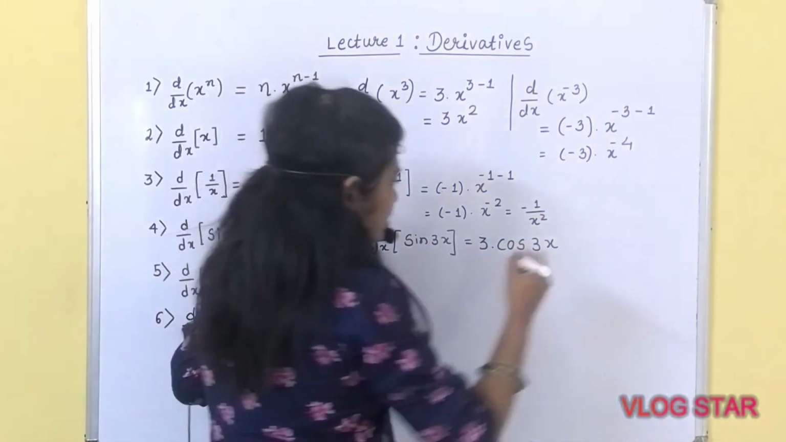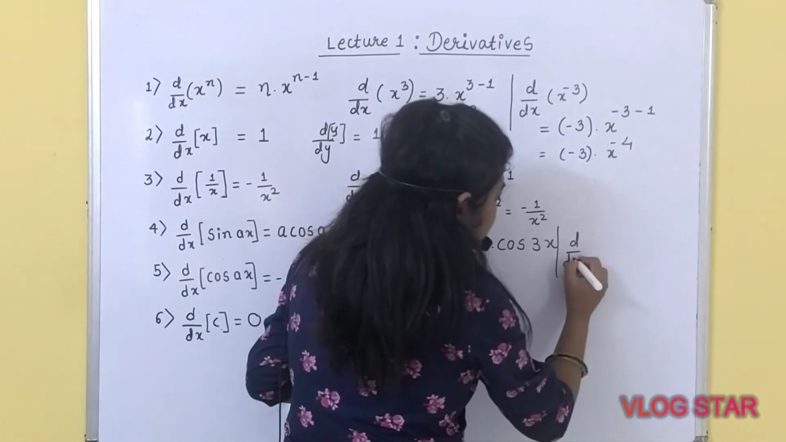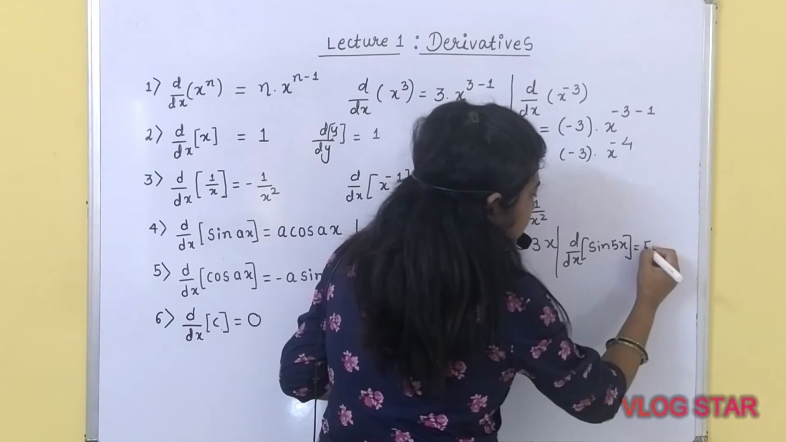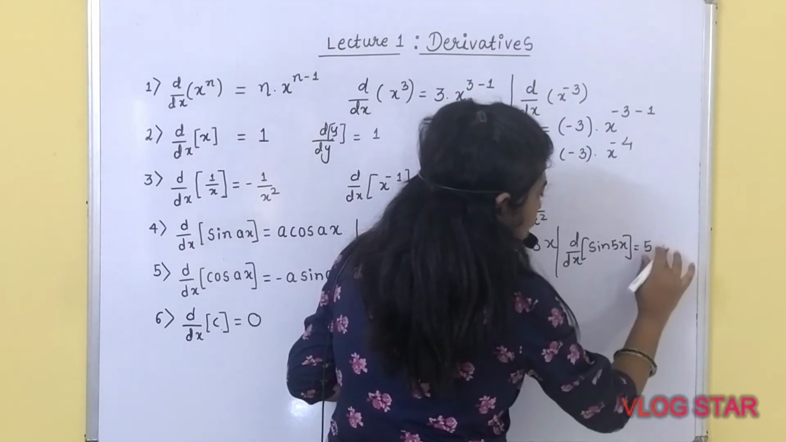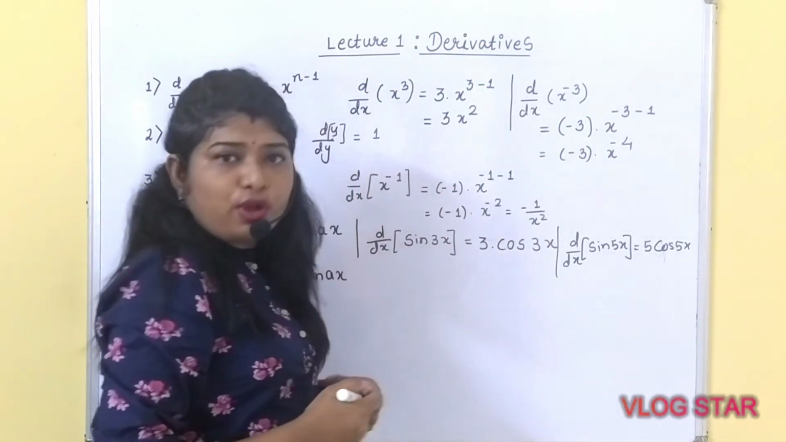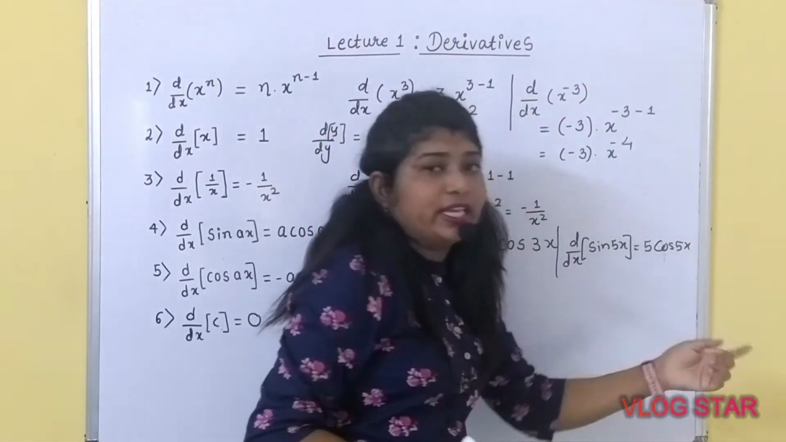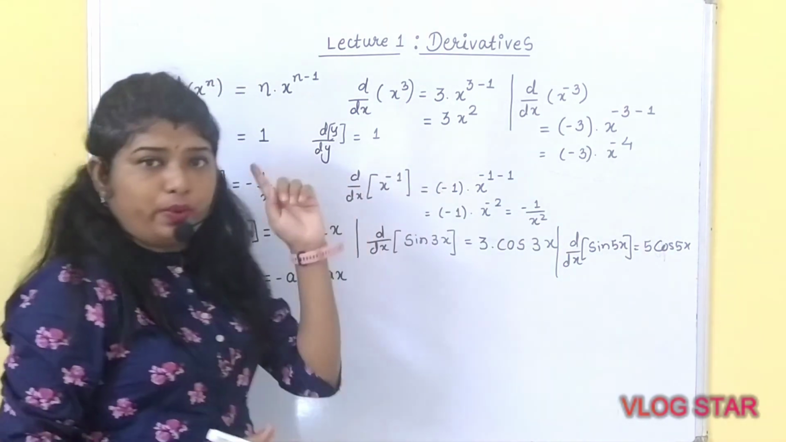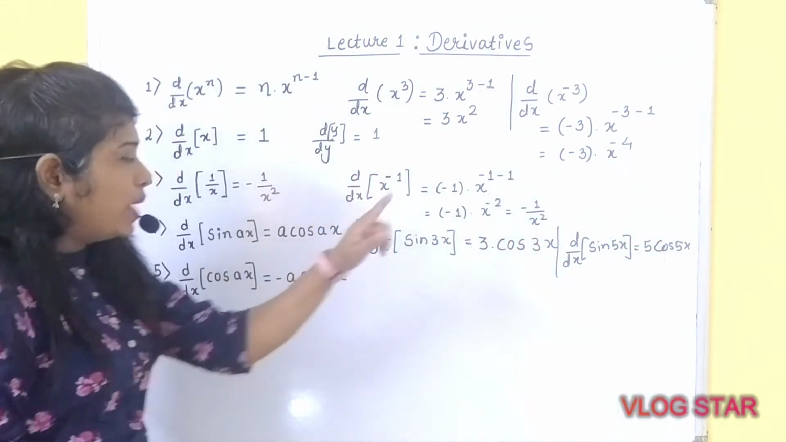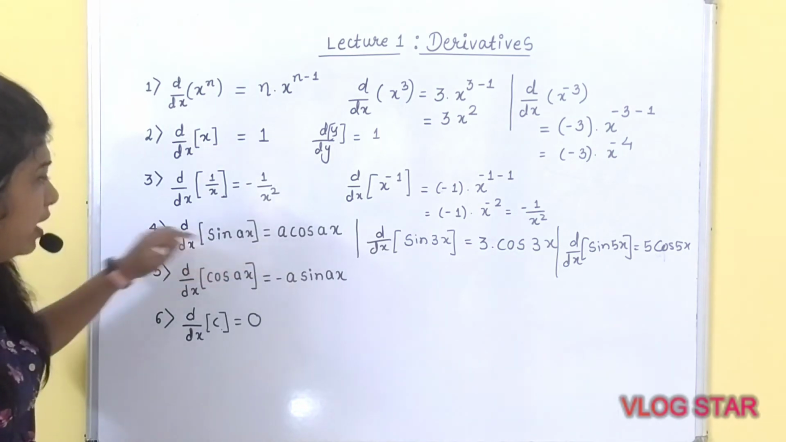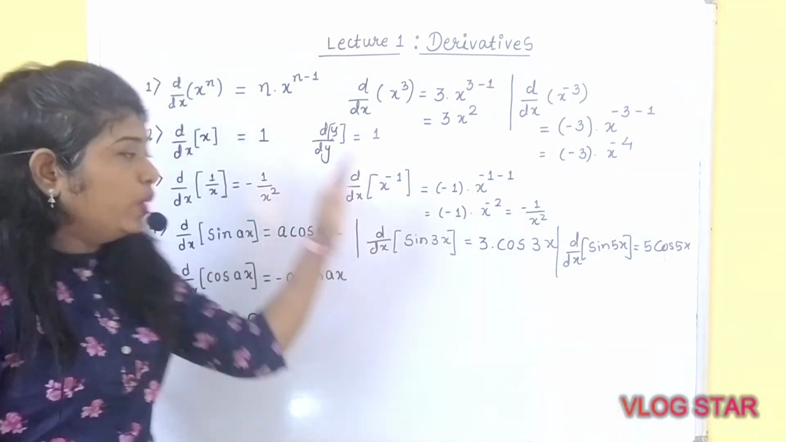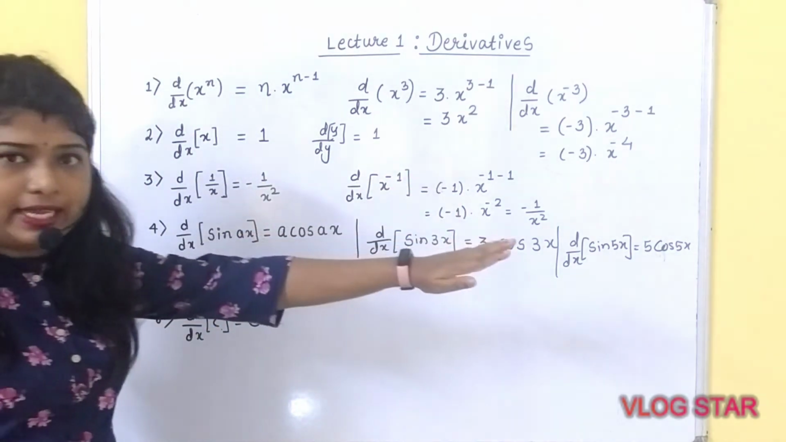Similarly, if I ask you the derivative of sin 5x, the answer is 5 cos 5x. The derivative of sin is cos and the derivative of 5x with respect to x is 5. So the answer would be 5 into cos 5x. You have to remember this formula: the derivative of sin ax is equal to a into cos ax.